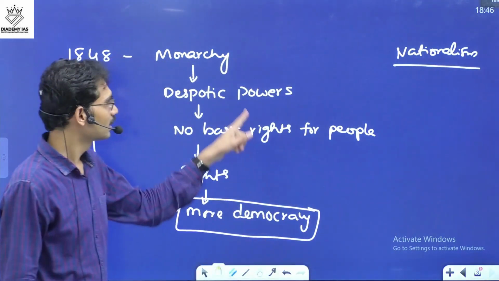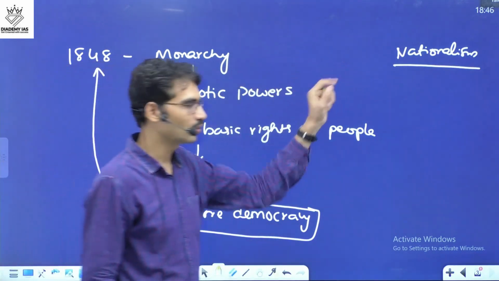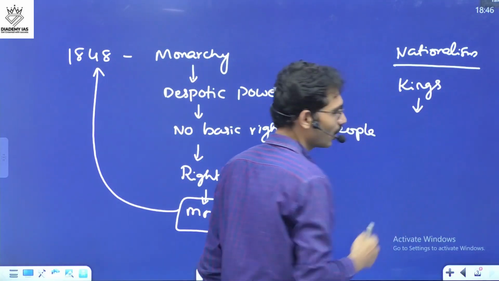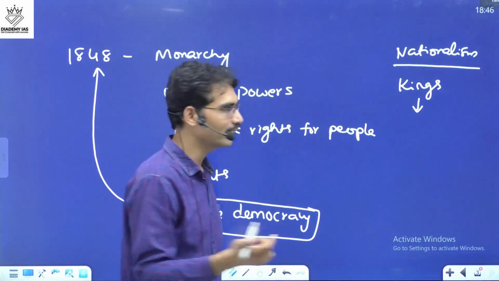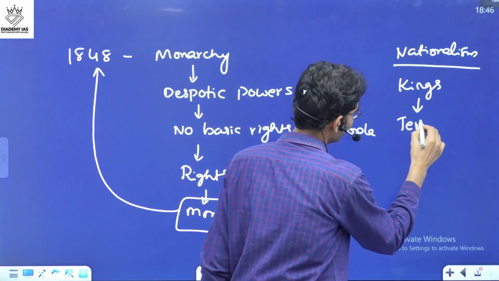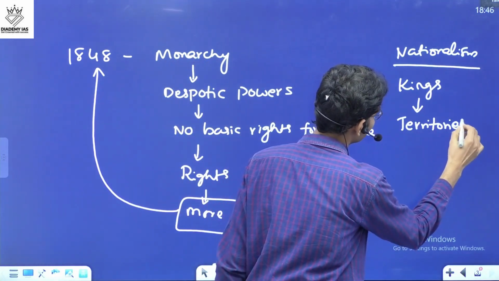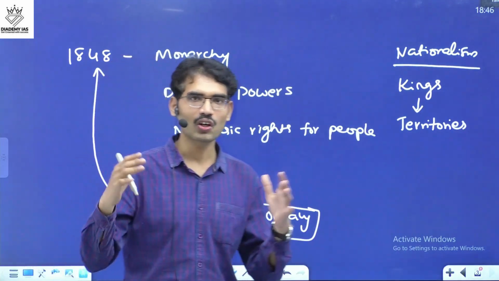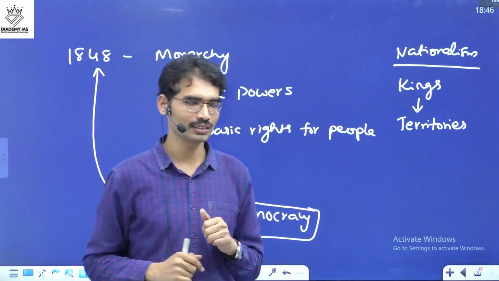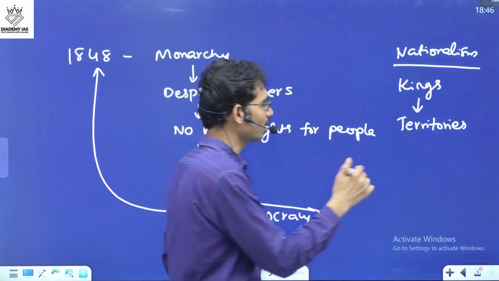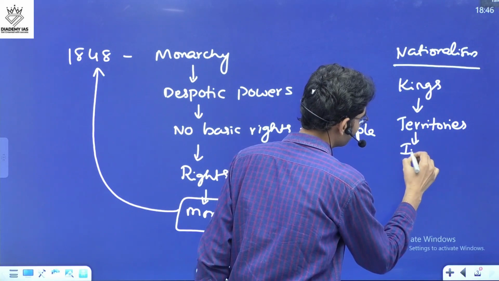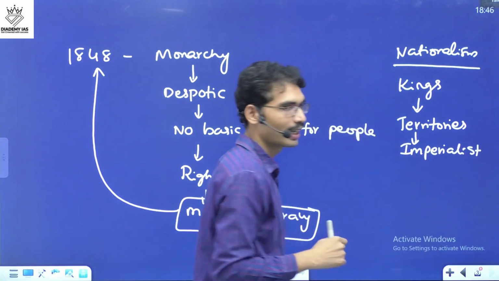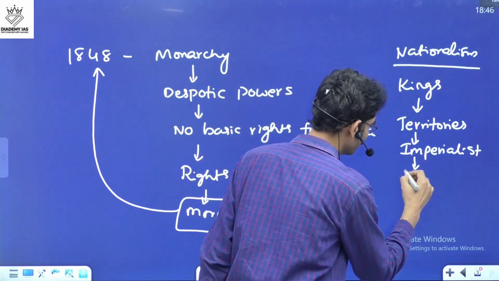Nationalism means, these rulers were kings, and kings always wanted to expand their territories. That is what has been happening since ancient times. In India also, everywhere, the same. Kings always wanted to expand their territories. In the modern sense, we call this imperialism. Imperialist, expansionary attitude.